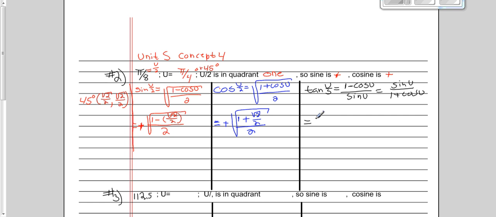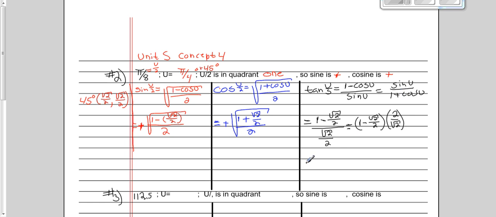So I've got tangent equals 1 minus square root of 2 over 2, because that's the value of cosine u. And I've got sine u on the bottom, so that's square root of 2 over 2 on the bottom as well. Here we've got a little bit of work, and if we remember, when you divide by something, you can actually multiply by the reciprocal. So that's what we're going to do here. I've got 1 minus square root of 2 over 2, and I'm going to multiply that by 2 over square root of 2, which is the reciprocal of the denominator.